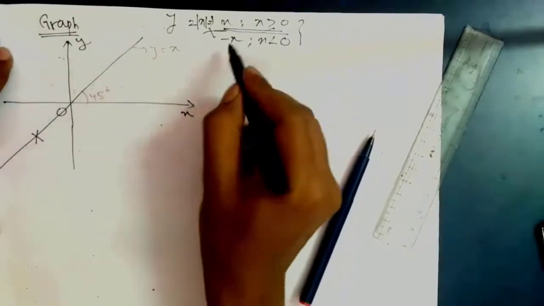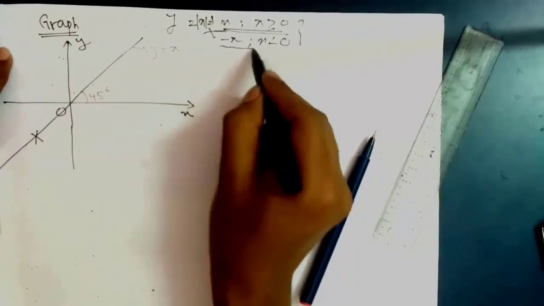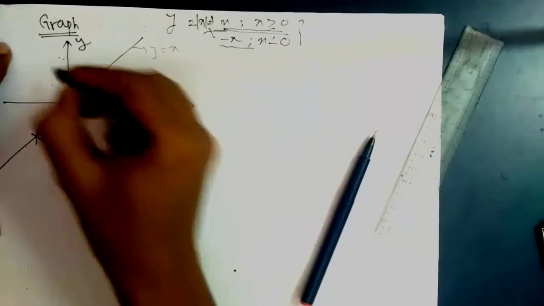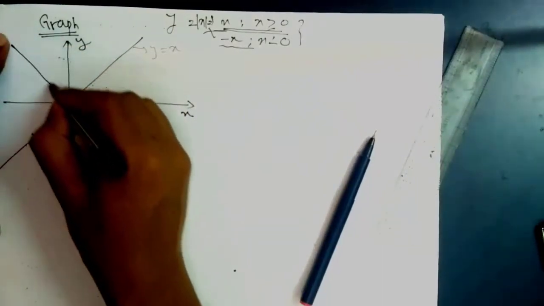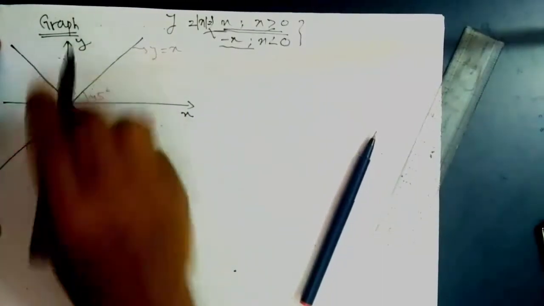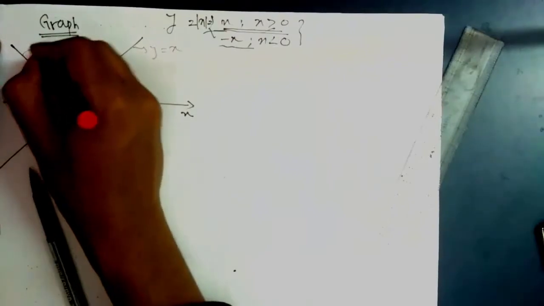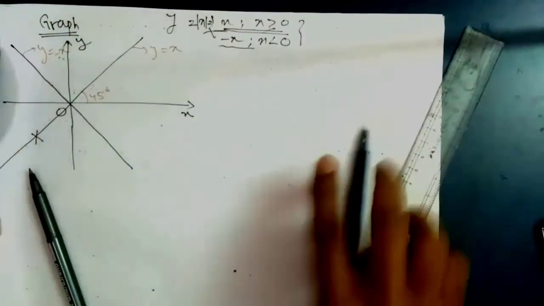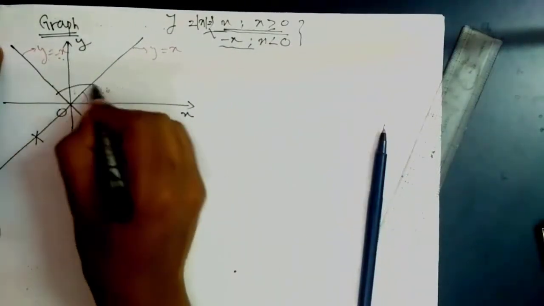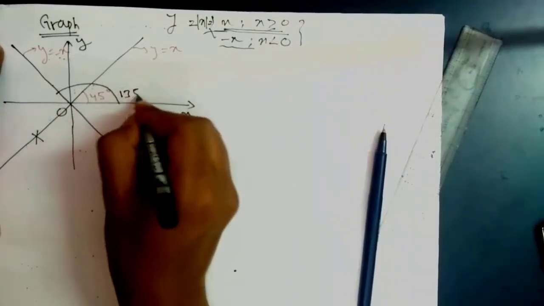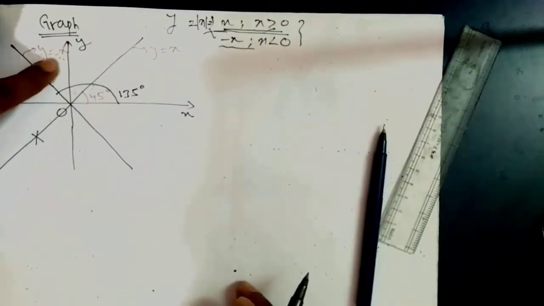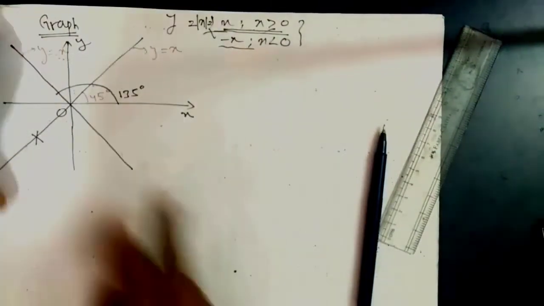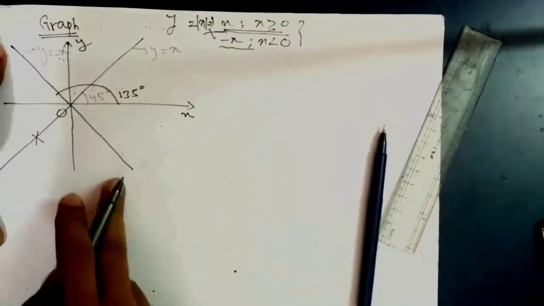And now draw the other wing, minus x. So the y is equal to minus x graph, you'll get like this. The angle will be 135 degrees and the slope will be minus 1, because tan 135 is minus 1. In this also, we need to erase something. Do we need the whole graph?